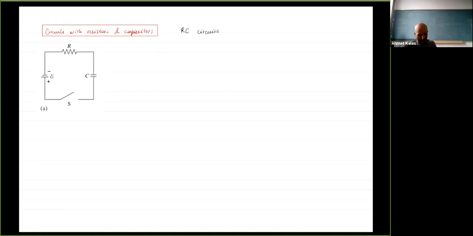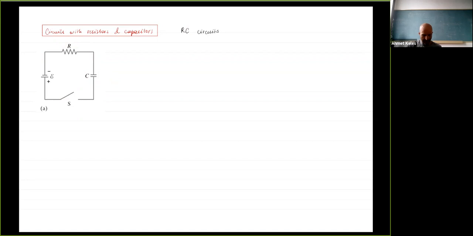So let's just talk about circuits with capacitors. These circuits are called RC circuits because there is an R resistor and a C capacitor, and we would like to understand what happens in this circuit. Suppose you start with a capacitor which is uncharged, and everything else is neutral, and you close the switch here, and we would like to understand what happens, right?